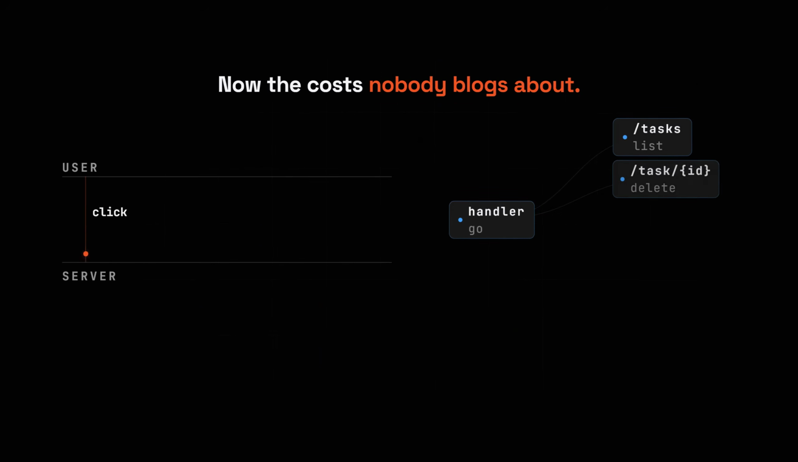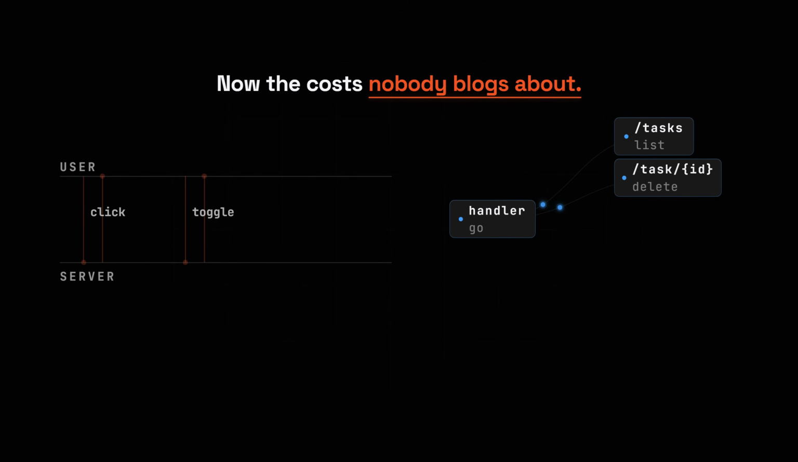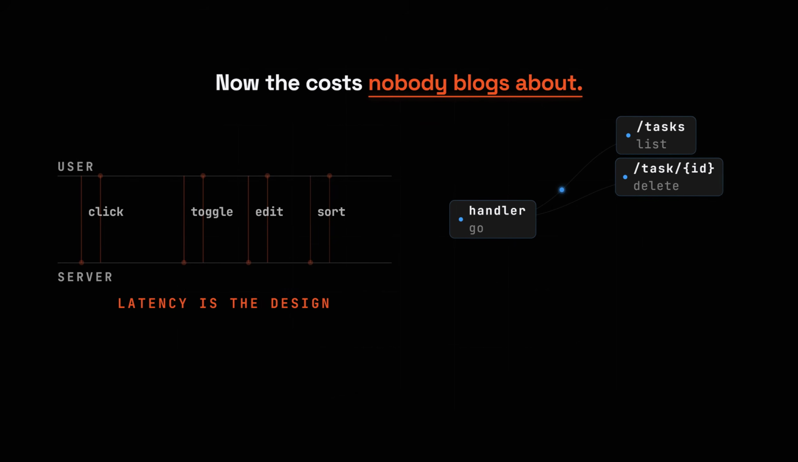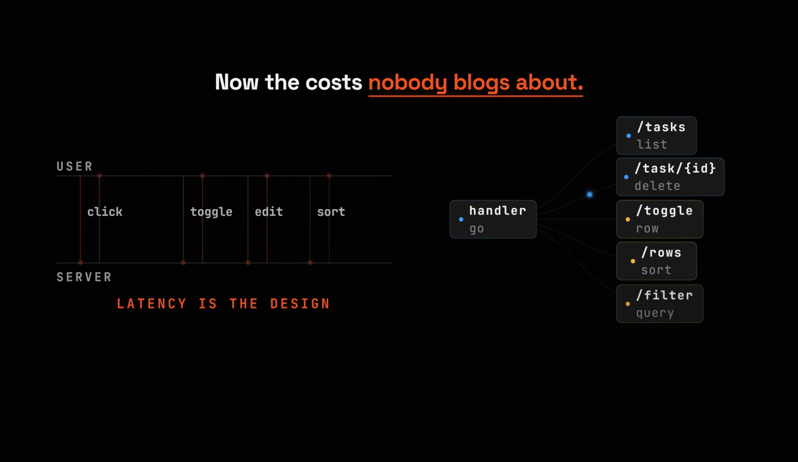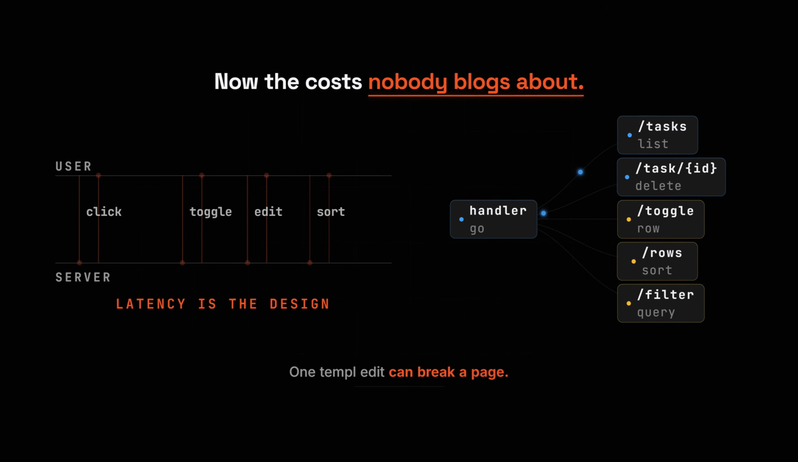Then add the costs that don't make it into the blog posts. Every interaction is a round trip, so your network latency is now your interaction design. You end up with far more endpoints than a JSON API needs. And your front end and back end become properly coupled. One template edit can break a page.